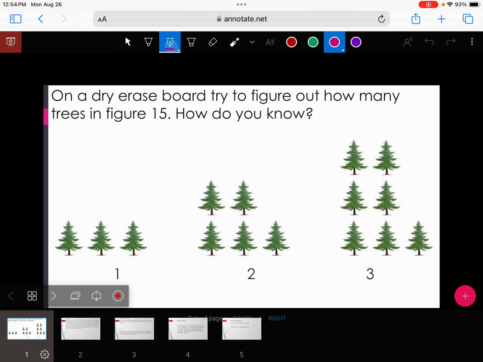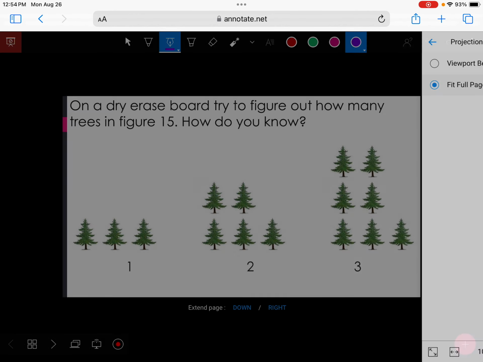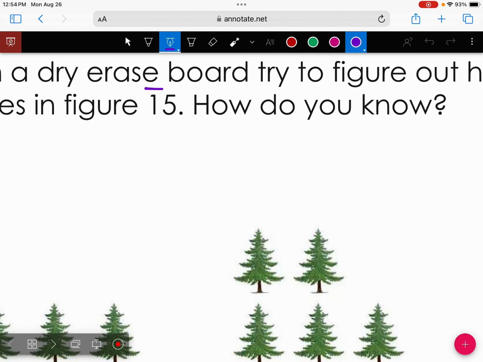All right, what do you guys think? How many trees will be in figure 15? 15? I thought you said 1.5. Not one, no, 15. 31.